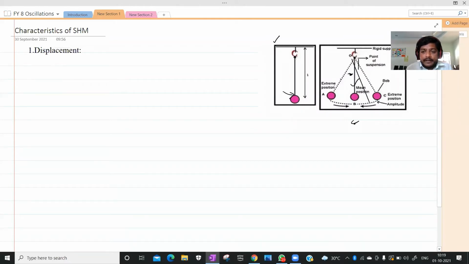For example, see here at this point, at this position. After some time, the position of the particle is here. It is oscillating in this direction. For example, the particle position will be here. So, the shortest distance between the mean position and the position of a particle is called displacement, which is denoted by small x.